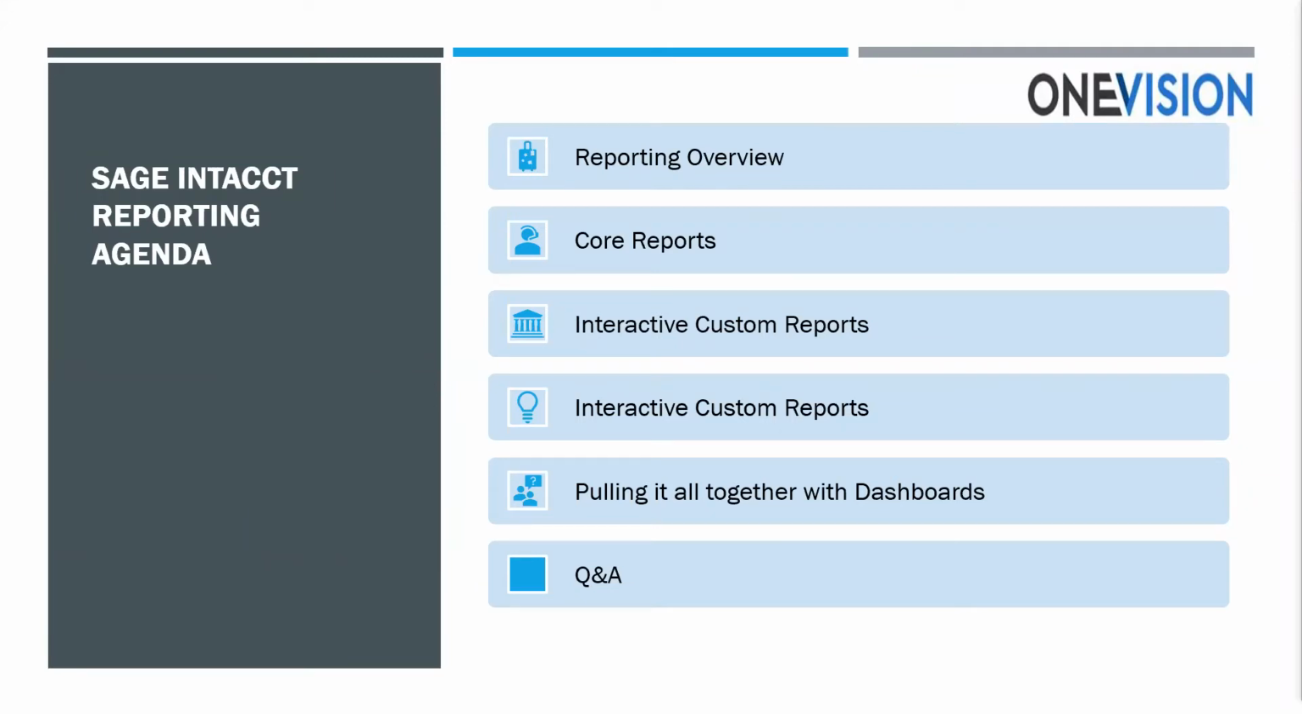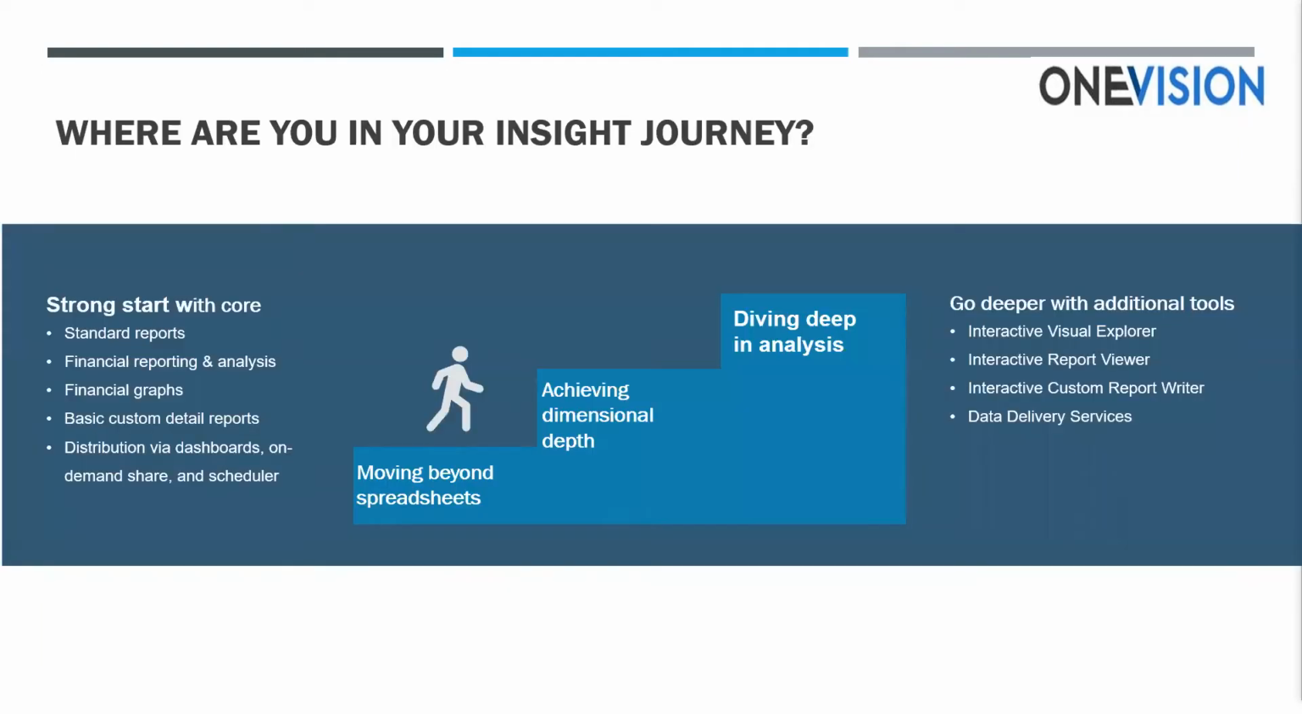We'll talk a little bit about the core reports that are included in all of your implementations, and then there are some options of what we can do to add on functionality for some advanced reporting. Different organizations are in different stages of where they're at with their reporting. You're always going to start with your core reports. These are the standard reports that are built into Intacct, and you're probably all familiar with them. They're all under the Intacct Report Center.